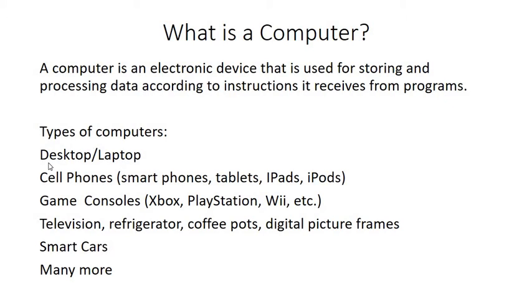So what is a computer? A computer is an electronic device that is used for storing and processing data according to instructions it receives from a program. I realize that's a pretty vague description. And there's a reason for that. Because today, pretty much everything that you see or do that's electronic is a computer technically.